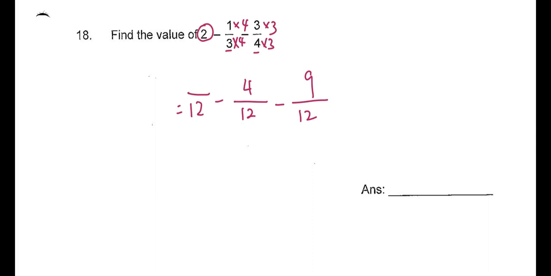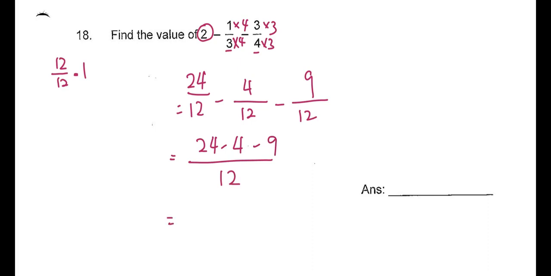But I cannot have 12 out of 12 because 12 out of 12 will only give me 1 whole. So instead, I need double of it, 24. 24 out of 12 will be 2 wholes. So it's the same as 24 minus 4 minus 9 out of 12. And with simple subtractions, you will be getting 11 over 12 as the answer.